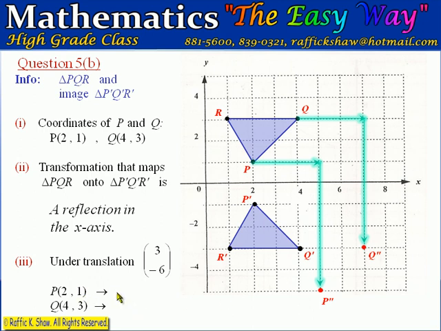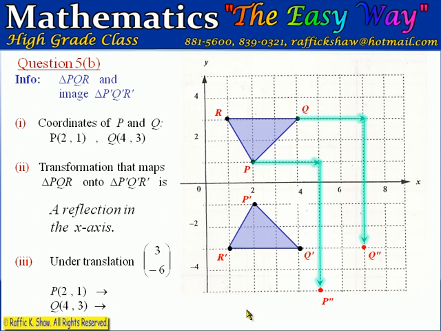Another way we could have calculated the image is to add 3 to the x coordinate of P, that would take us to 5, and subtract 6 from the y coordinate of P, that would take us to -5. We could have done the same for Q. Add 3 to the x coordinate from here, that would take us to 7, and then subtract 6 from this y coordinate, which would take us down to -3. That's why we're having these 2 points, right?